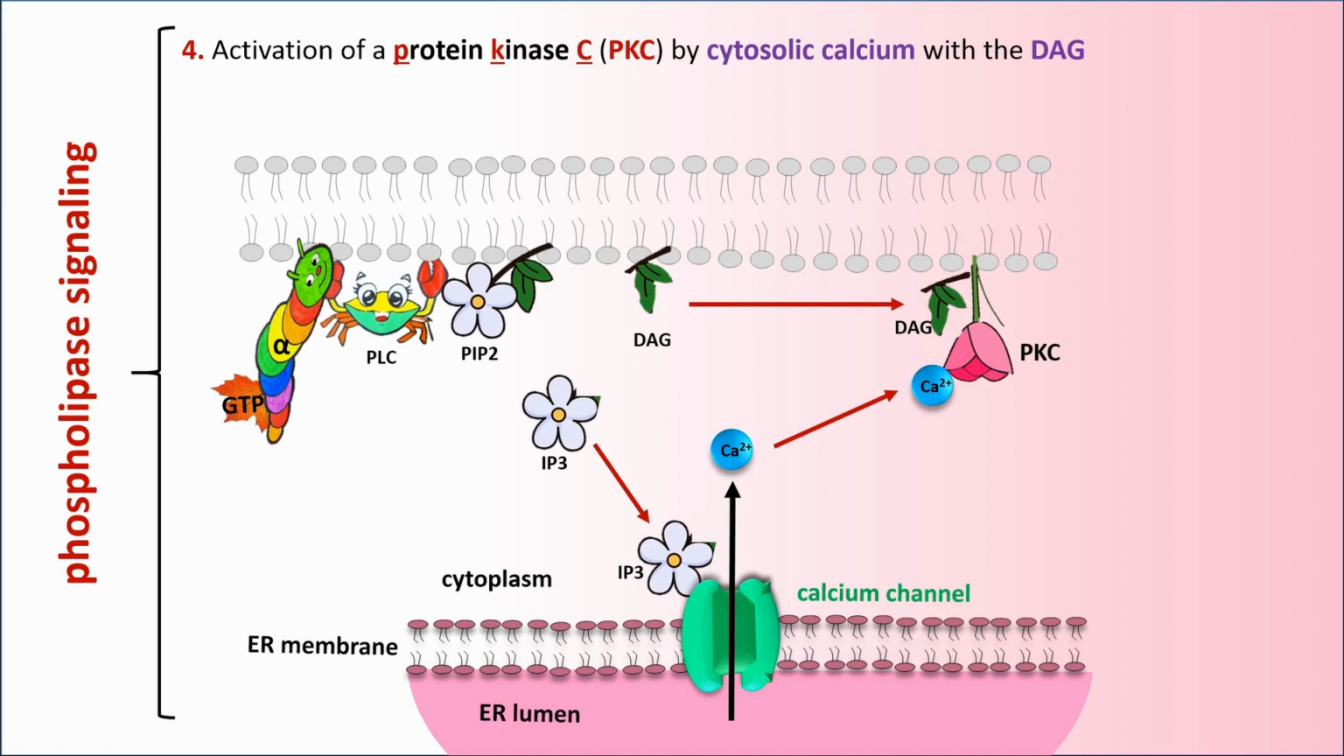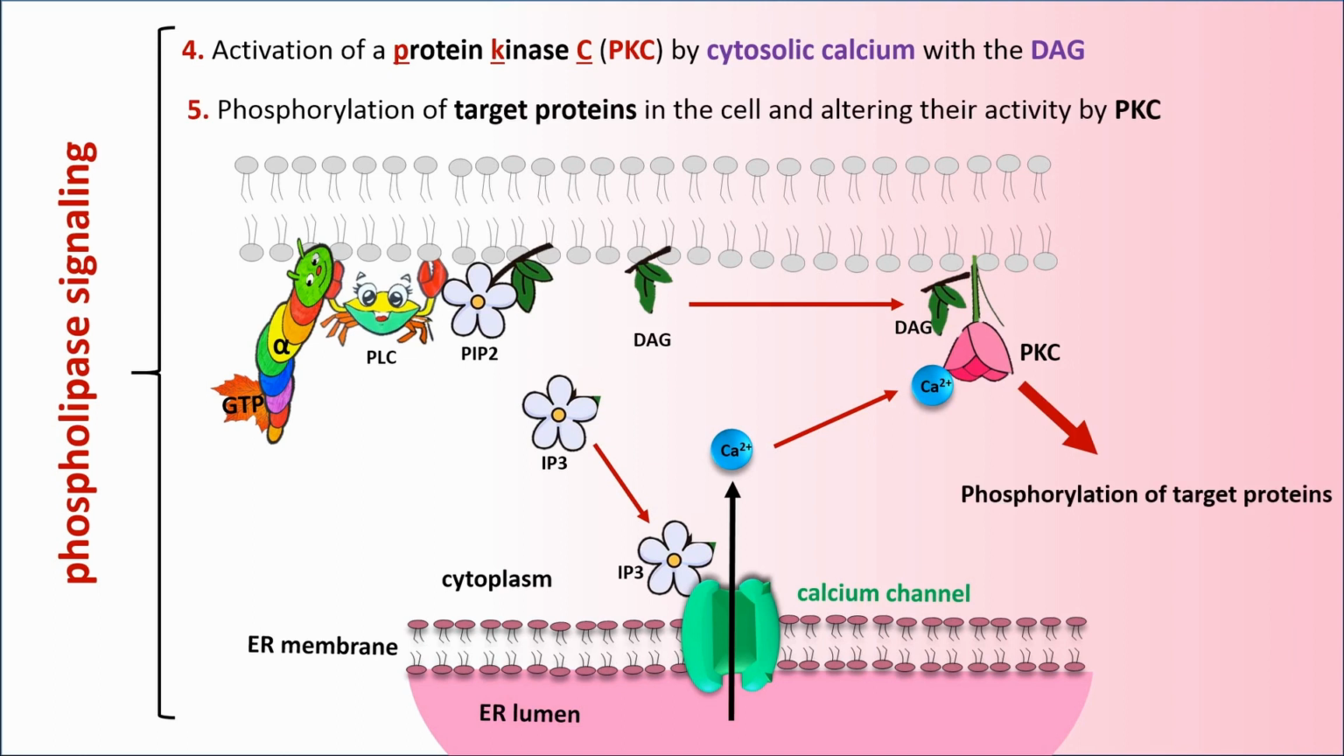Step 4. Activation of protein kinase C or PKC by cytosolic calcium with the DAG. And step 5, phosphorylation of target proteins in the cell and altering their activity by PKC.